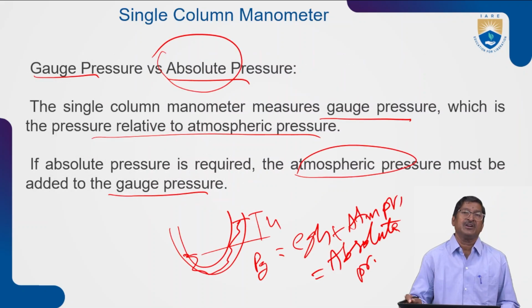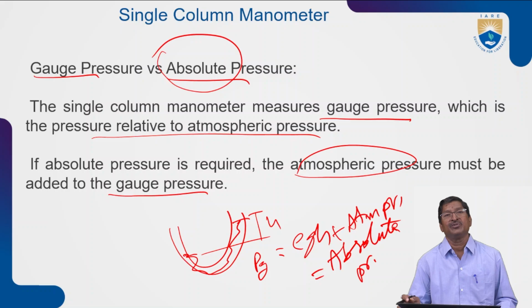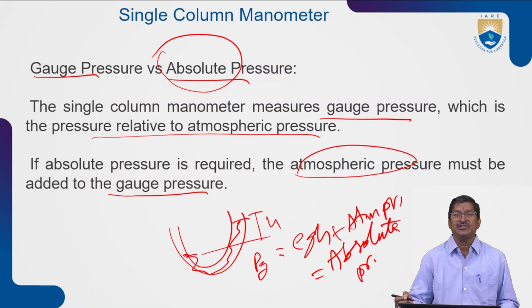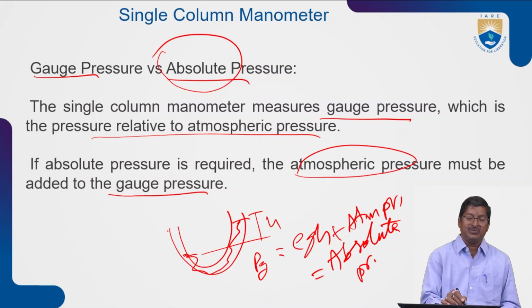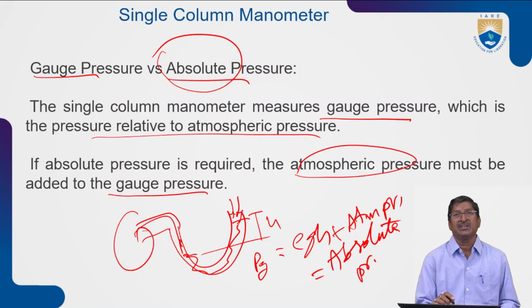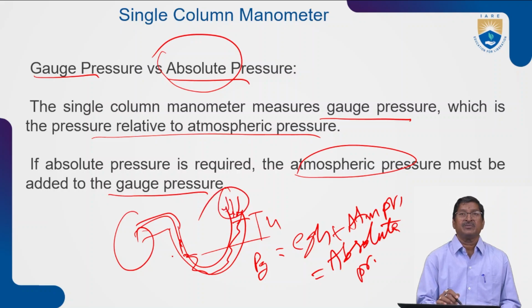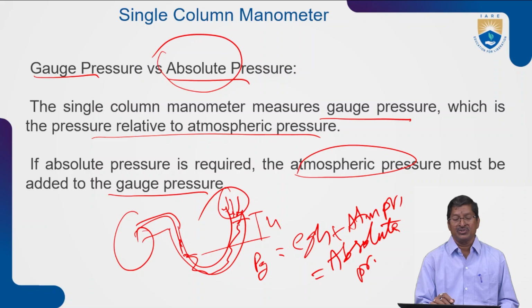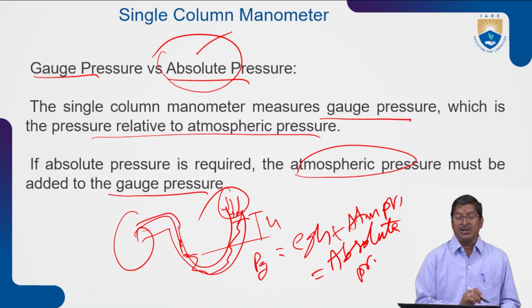Here there are gauge pressure and absolute pressure. With this U-tube manometer, you get the gauge pressure. Absolute pressure is the gauge pressure plus atmospheric pressure. Why is it so? The fluid exerts pressure on one side, and atmospheric pressure also acts on the open right limb. So the U-tube gives the gauge pressure, and if we add atmospheric pressure to this gauge pressure, you will get the absolute pressure.